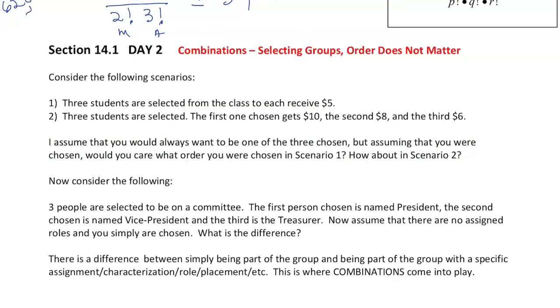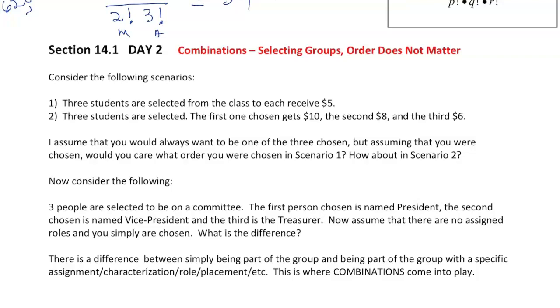Combinations. So combinations are when you are just selecting groups and order doesn't matter. Now, the word combination, you have a combination lock on your locker. Your combination lock is not a combination in the math sense. It is a permutation because order does indeed matter. Okay, so combinations, don't think about your lock. Combinations are when you have groups and order does not matter.